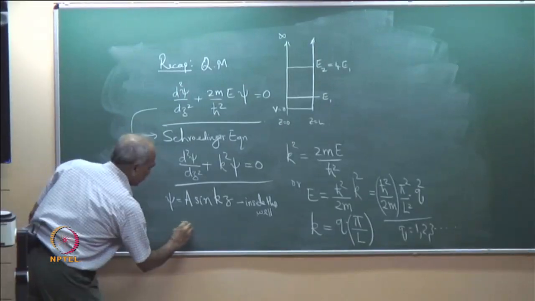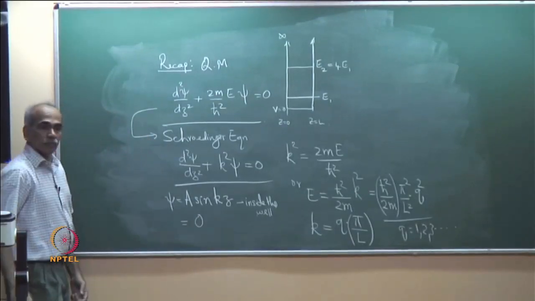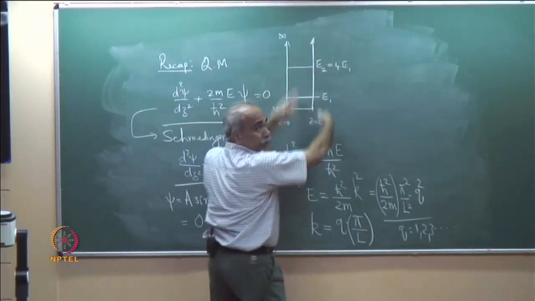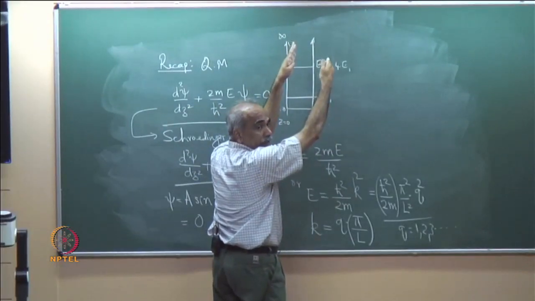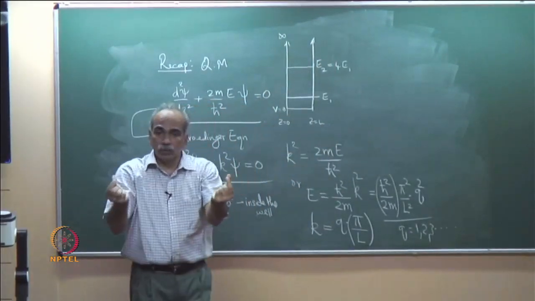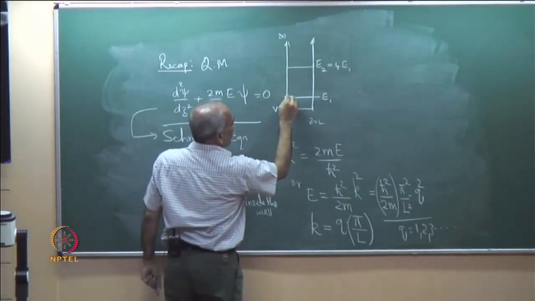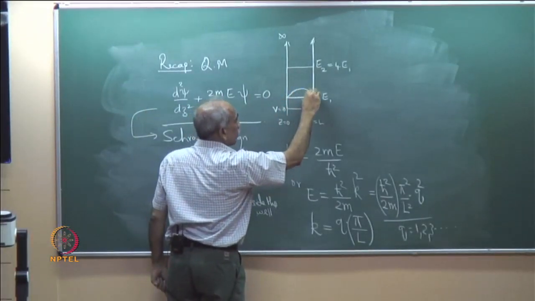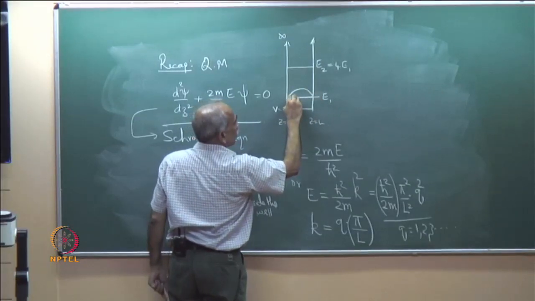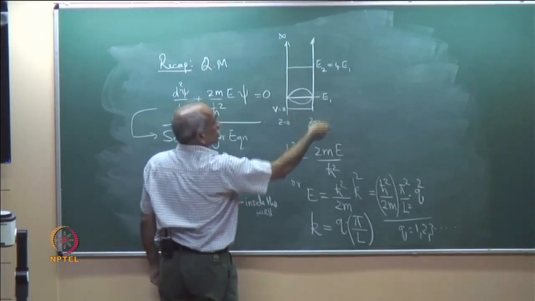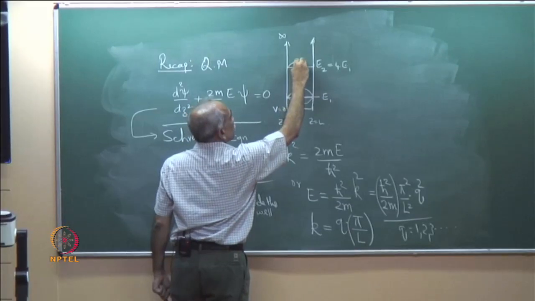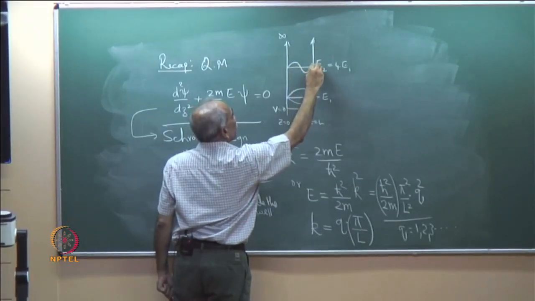And outside, the field is equal to 0, because it is an infinite rigid wall. Rigid wall boundary condition means the wave function has to go to 0 there, and therefore the wave functions look like this. This is the first solution. Of course, this is the second solution. A very quick recap.